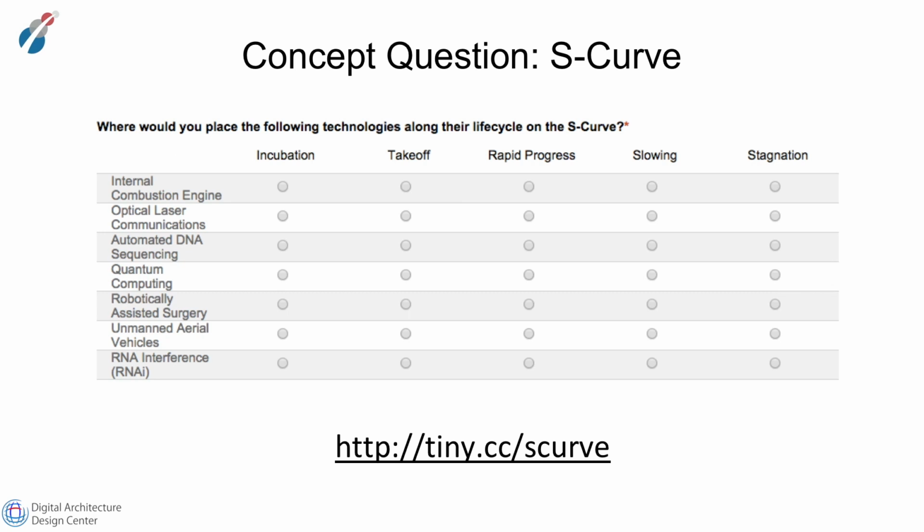So I want to ask you a question which I've asked other groups before, and your answers will be added to the answers here. I list a set of technologies here: the internal combustion engine, laser communications, and so forth, all the way down to RNA interference. What I'd like to have is your opinion. Where do you think in its life cycle on the S-curve this particular technology falls?